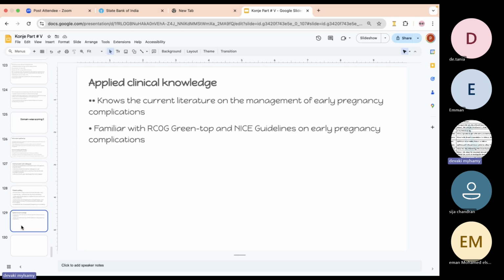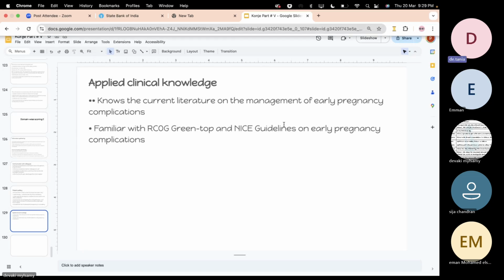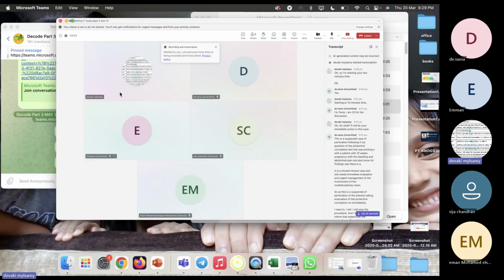There is no Green-top guideline regarding perforation, but there is knowledge about early pregnancy complication management. Basically you just need to observe this patient, intervene, observe, and do reflective practice and all those clinical governance issues. This was an RCOG task actually. Do you know that? No, ma'am. Yes, this kind of task was there initially. This is one of the stations the RCOG has.